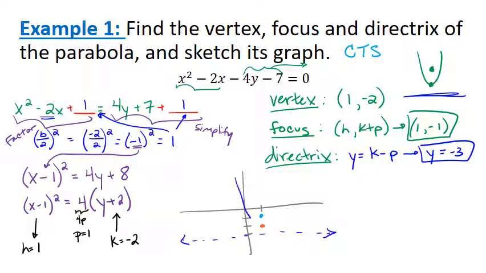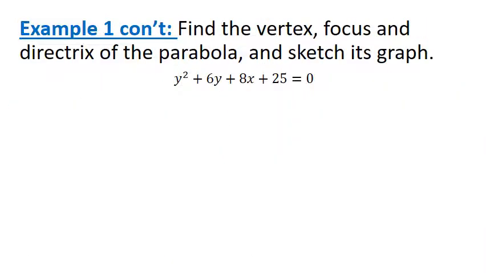So your parabola, just a little sketch of this, should look like that. And that wraps up the first example. The second example is the same type of thing, but you may notice that the y is squared now. So this parabola will be opening right or left instead of the previous example.